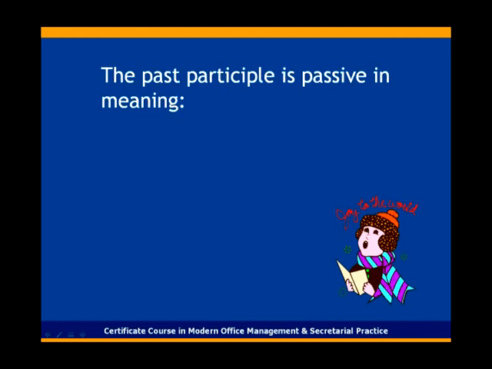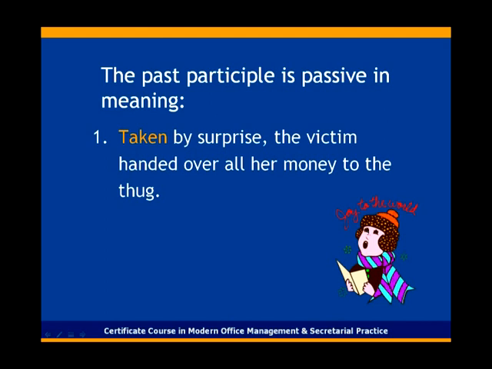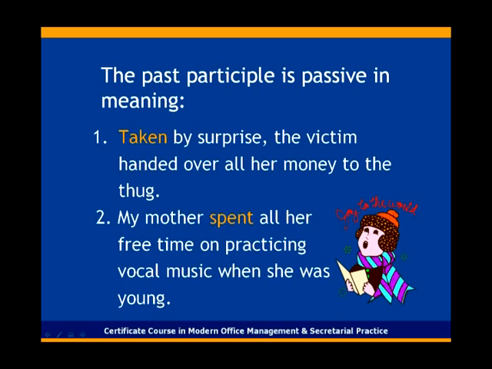The past participle is passive in meaning. In other words, it is inactive. It does not show action that is happening now. For example, taken by surprise, the victim handed over all her money to the thug. My mother spent all her free time practicing vocal music when she was young.